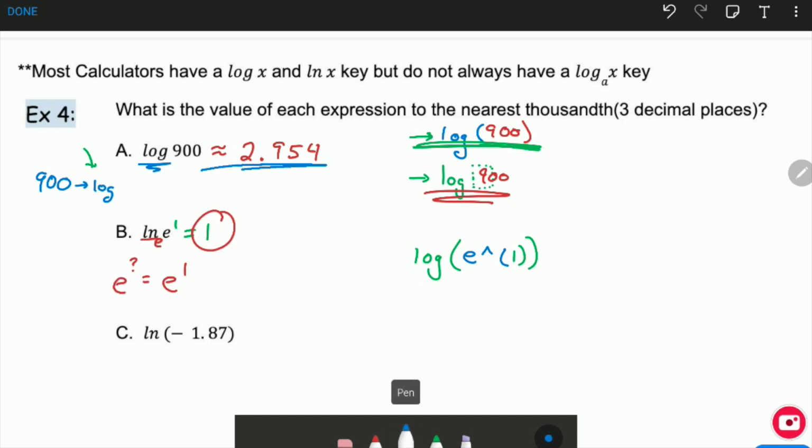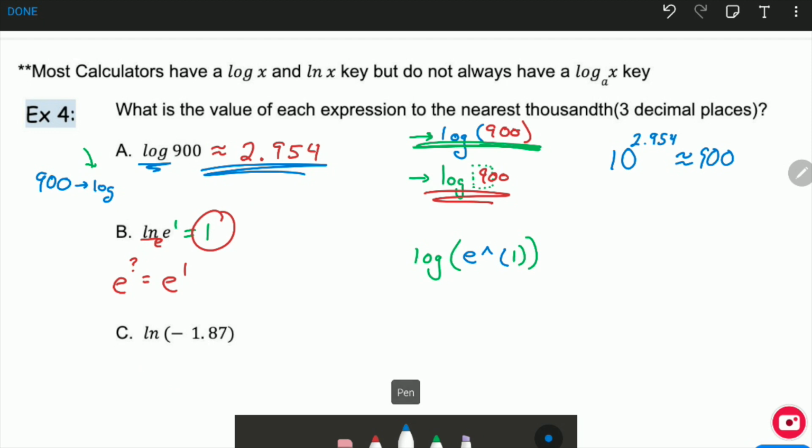By the way, on that note, if you go back to the other one, that's saying 10 to the power of 2.954 should be about 900. Now, it won't be exactly 900 because we did round it, so that kind of throws it off a little bit, but it would be very close to 900.